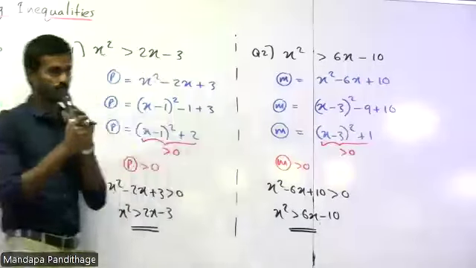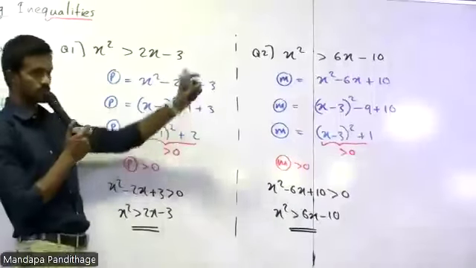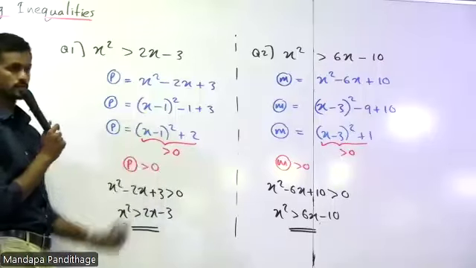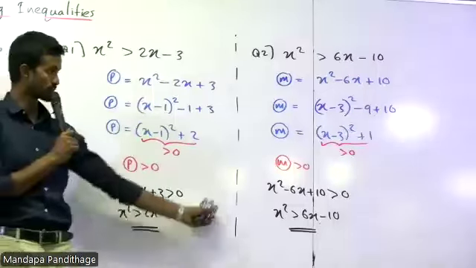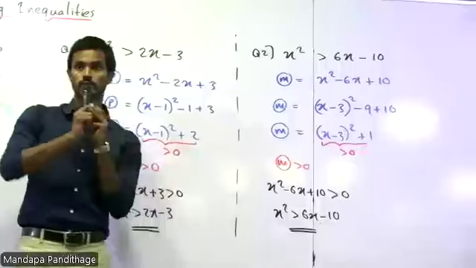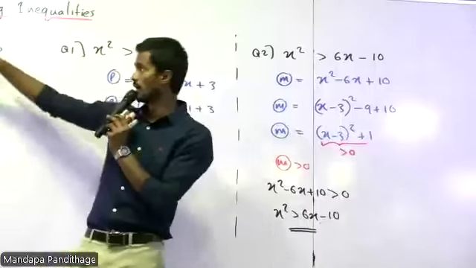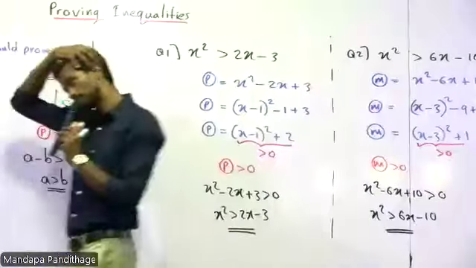Okay, so completing the square is not the only way. There might be different ways, but at the end, your basic target should be to show that this expression is positive. Hands up if you understood this. Okay, so the topic is proving inequalities. Under that, write this.